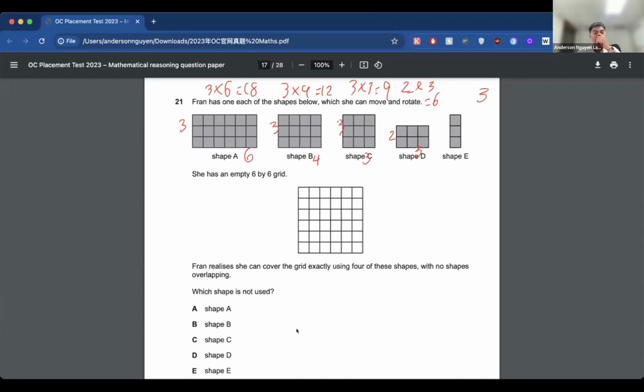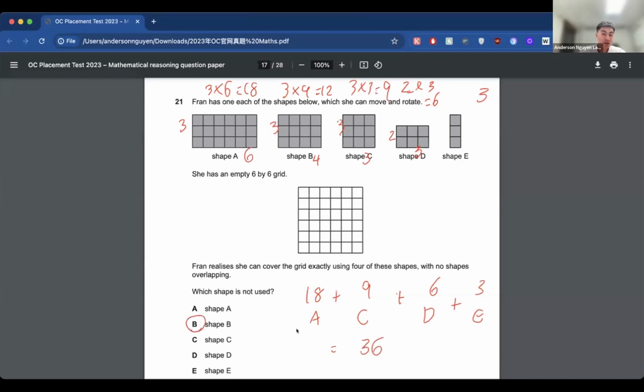So you pick 4 numbers that when you add them together should get 36. And you'll see that for A, if you got 18, and then you add C, which had 9, then you add D, which had 6, and you add E, which had 3, you will get 36. So therefore, B wasn't used, so B is your answer.